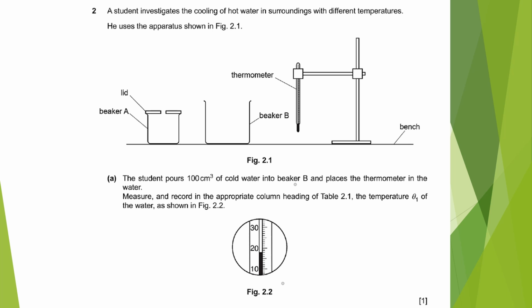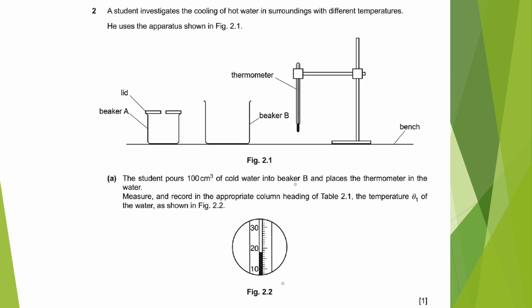Second question. A student investigates the cooling of hot water in surroundings with different temperatures. He uses the apparatus shown in figure 2.1. So just observe the apparatus clearly. There is a thermometer, and below we need to read the thermometer level.